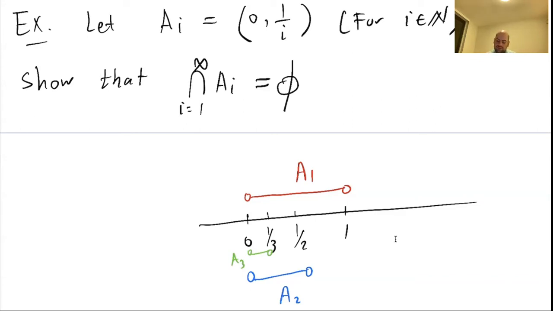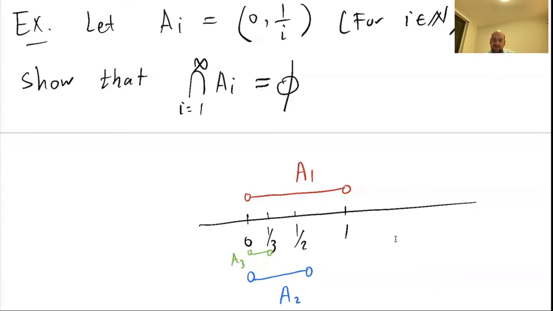So this is about the intersection of these sets. What can we say about the union of these sets? You can do that as an exercise. The union would be, so what do you think? 0 to 1, 0 to 1/2, 0 to 1/3, 0 to 1/4. So the union would be the elements that are at least in one of them.